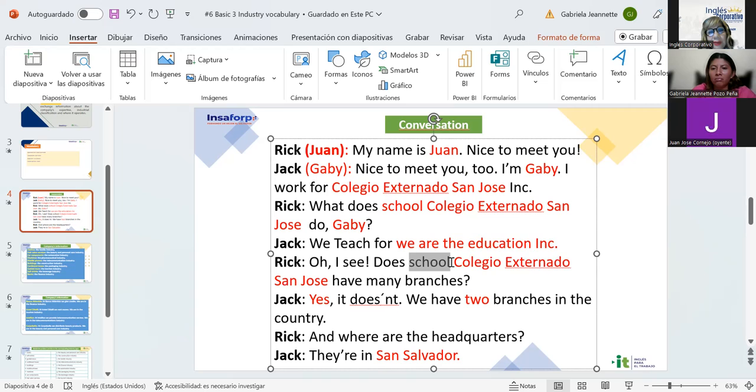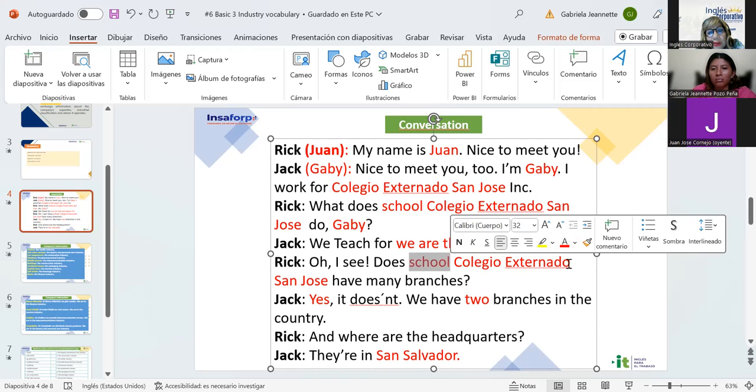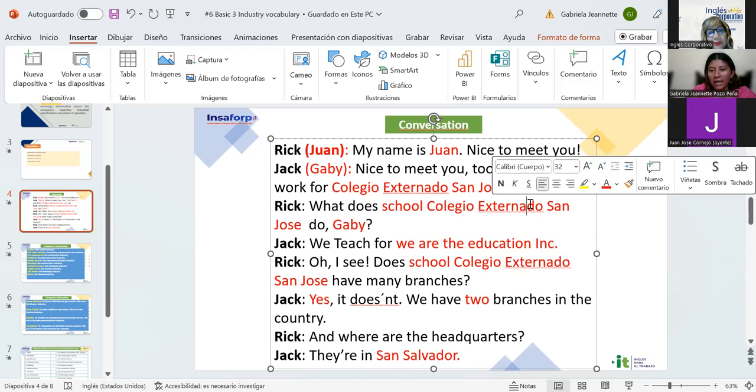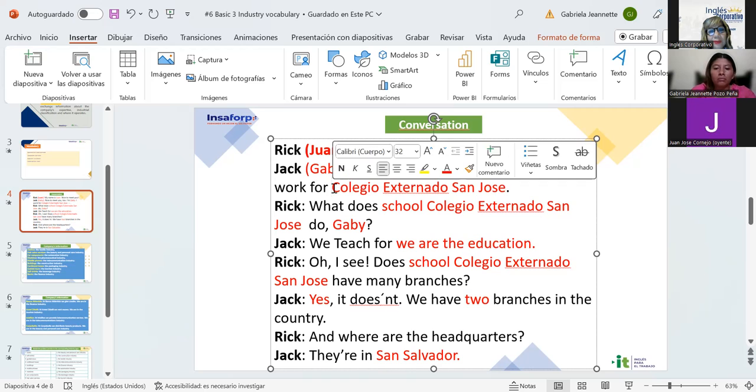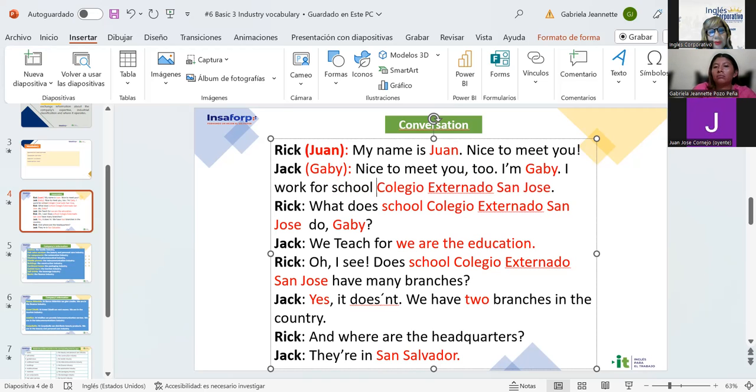Ink. In the previous sentence, we say with each for we are. Let me see, 1, 2, 3, 4. In the fifth sentence, I don't understand. We teach for we are.